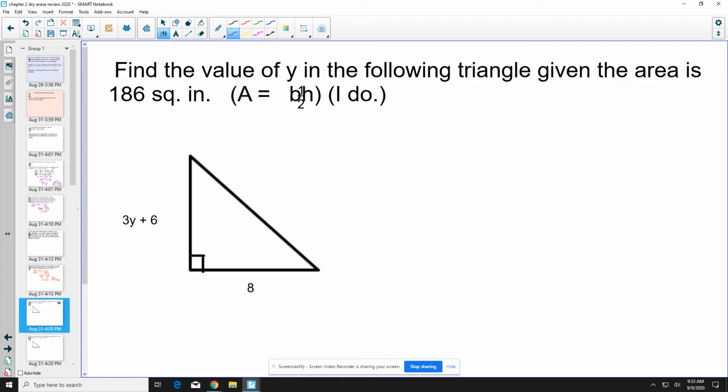Okay, I want you to watch this one. I don't want you to write it down, and then I'm going to have you try one like it. It says, find the value of y in the following triangle, given the area is 186.